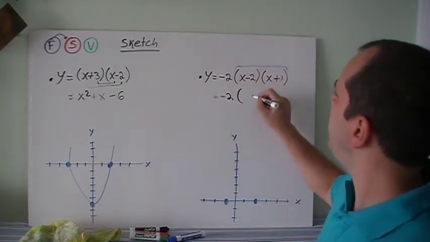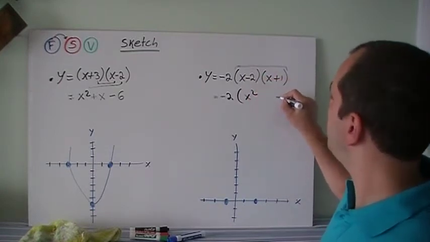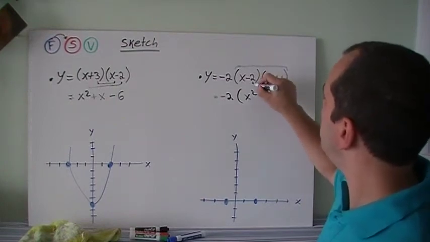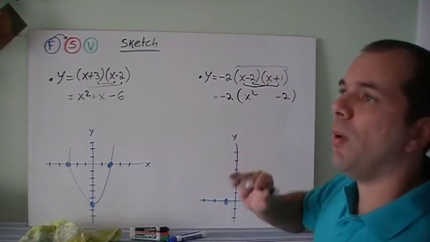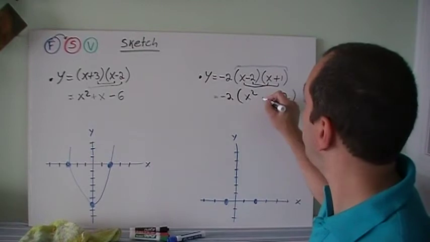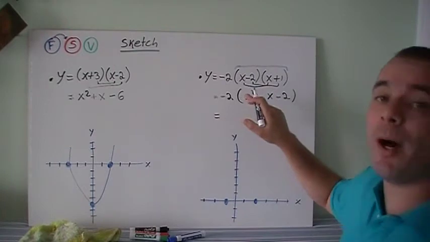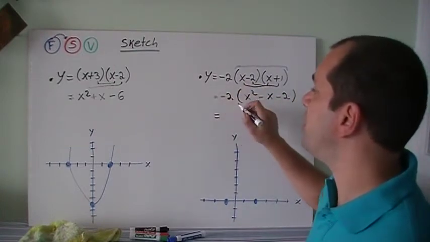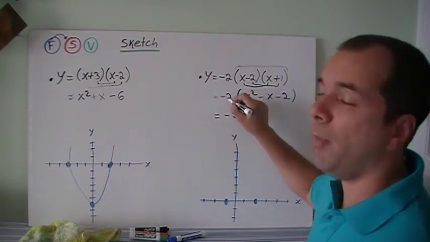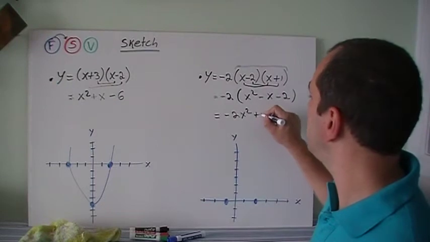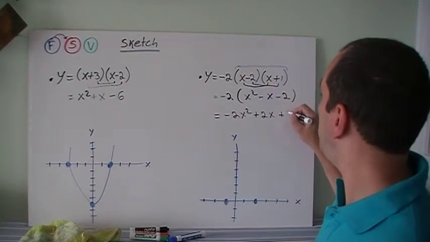So x times x gives me x squared. -2 times plus 1 is still -2, and that's at the end. And my middle term is -2x plus 1x, so -2x plus 1x is just -x. Okay. And now we'll expand the -2 into the bracket by multiplying by every term. So -2 times x squared is -2x squared. -2 times -x gives us plus 2x. And -2 times -2 gives us plus 4.